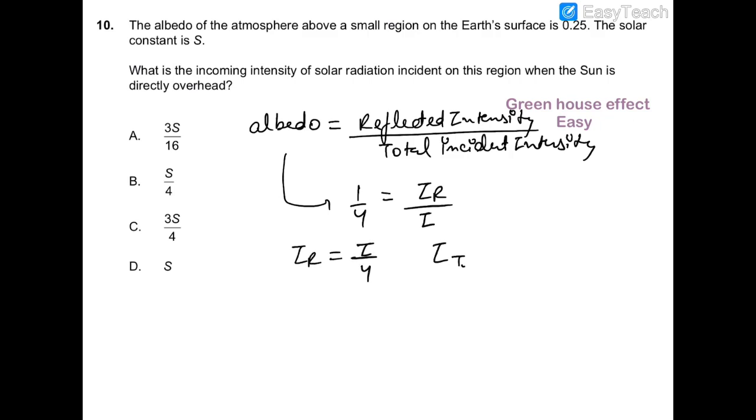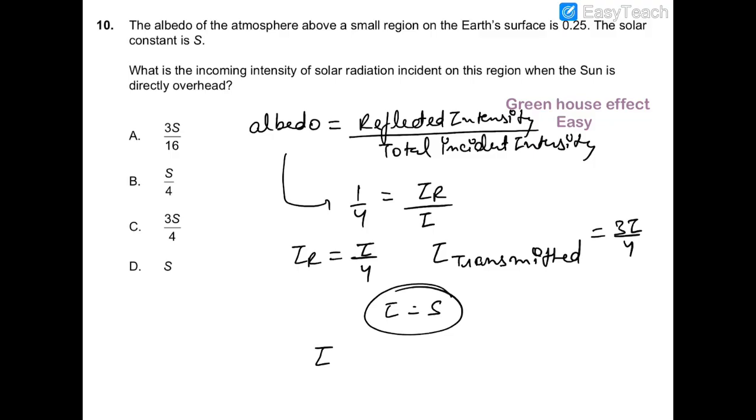So I transmitted, which is transmitted from atmosphere to earth, will be 3I by 4. I minus I by 4. Okay, and I is obviously solar constant S. So the intensity which is incident on the earth's surface, I am talking about the intensity which is incident on the earth's surface. And that incident intensity is transmitted from the clouds or atmosphere. So it is equal to 3S by 4.